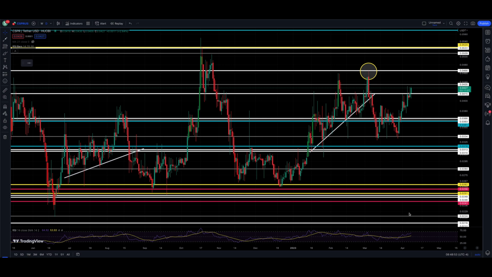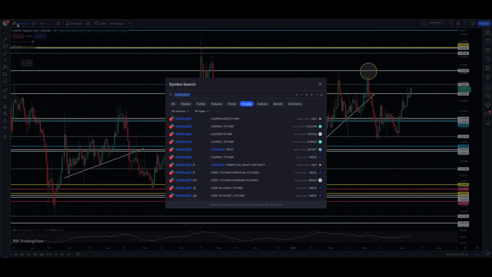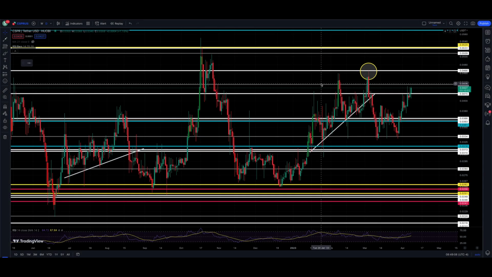It's Saturday. We're taking a look at Casper / Tether, ticker symbol over on tradingview.com. CSPR USDT getting a nice continuation to the upside here for Casper cryptocurrency. Let's take a little bit of a dive into the charts here.